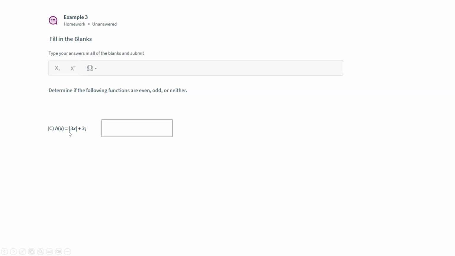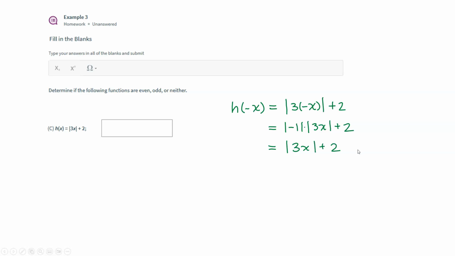This one here, h of x equals the absolute value of 3x plus 2. Again, I'm going to do h of negative x first to see what happens. So I'm going to replace the x with a negative x. This would give me a negative 3x inside the absolute value, which is the same thing as having the absolute value of negative 1 times the absolute value of 3x plus 2. And the absolute value of negative 1 is just 1. So you would end up with the absolute value of 3x plus 2, which is the exact same thing h of x was. So likewise, this is also an even function.